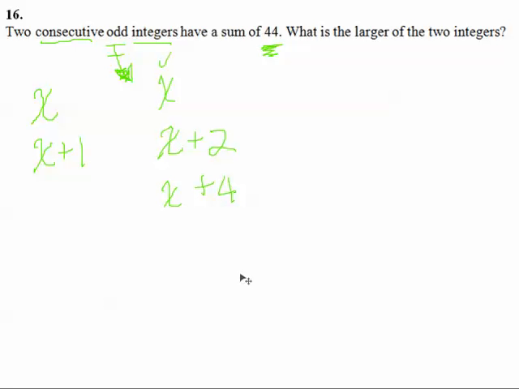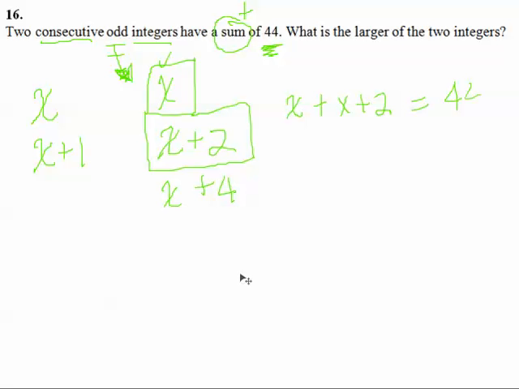In other words, I'm always going to be adding 2 to the original number to get to the next odd number. Okay, so I have two consecutive odd numbers, and one of them I'm going to call x, and the other one I'm going to call x plus 2. And I know that their sum, when I add them together, is 44. So I can write an equation: x plus x plus 2, that's adding together my two integers, is 44.